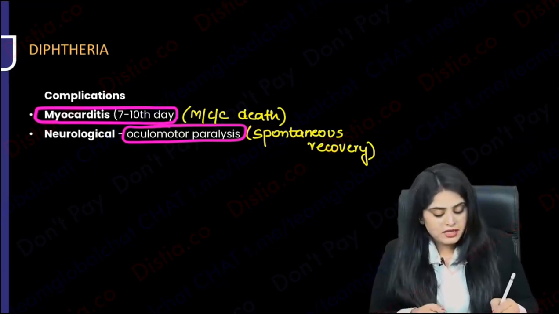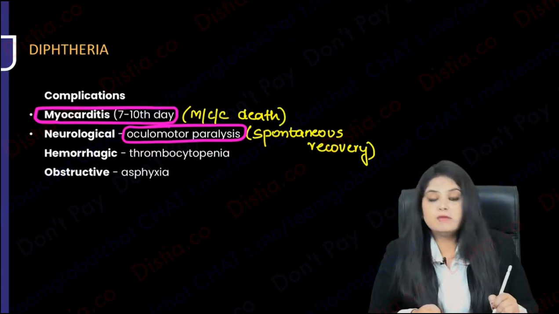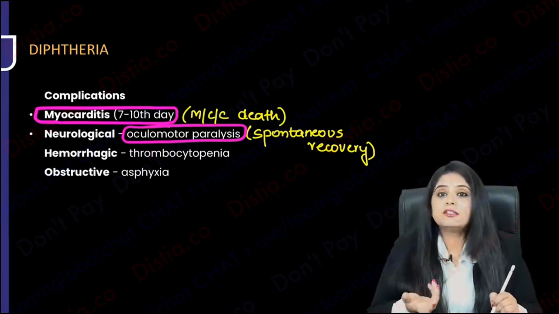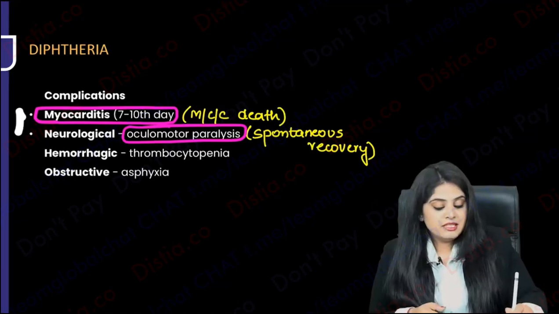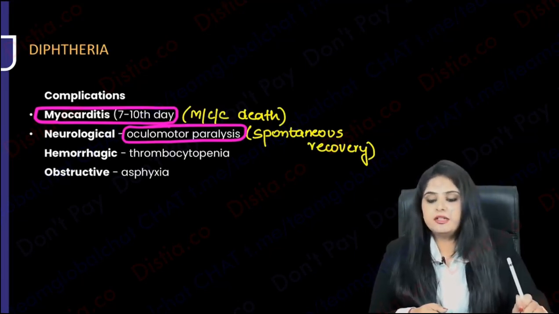It can involve the blood, so there will be a decrease in the platelet count. Obstruction can also happen because it is respiratory, so asphyxia can happen. These are minor things. Remember them or not, your wish. But these two: myocarditis is the most common cause of death, and neurological oculomotor paralysis will have spontaneous recovery.